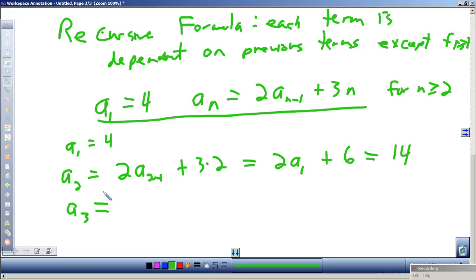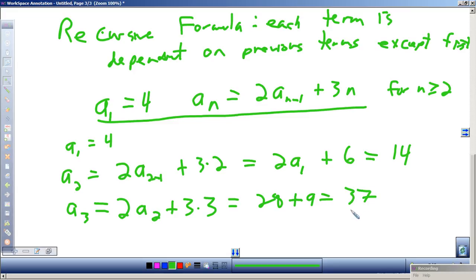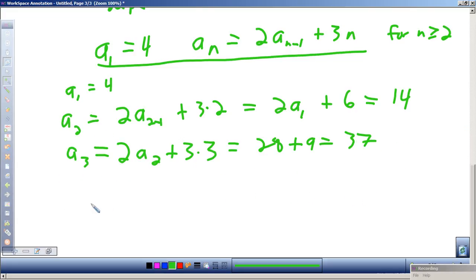So how do you get a_3? 2 times a_(3-1). So what's 3 minus 1? So 2 times a_2 plus 3 times 3. So 2 times 14 is 28 plus 9, which is 37. Okay, what if I wanted a_10? What do I have to do to get that? I have to get a_9. And to get a_9, I have to get a_8, to get a_7.